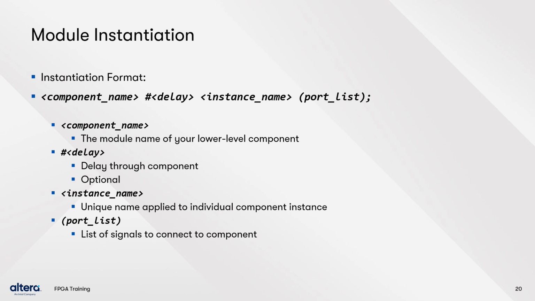After that, specify an instance name. This is the unique name applied to the component instance. Finally, specify a list of signals you wish to connect to the inputs and outputs of the lower level component. You must follow certain rules regarding signal types that I will present later. By instantiating modules, you can create designs with multiple levels of hierarchy to achieve easier maintainability. Modern designs typically have many layers of hierarchy.